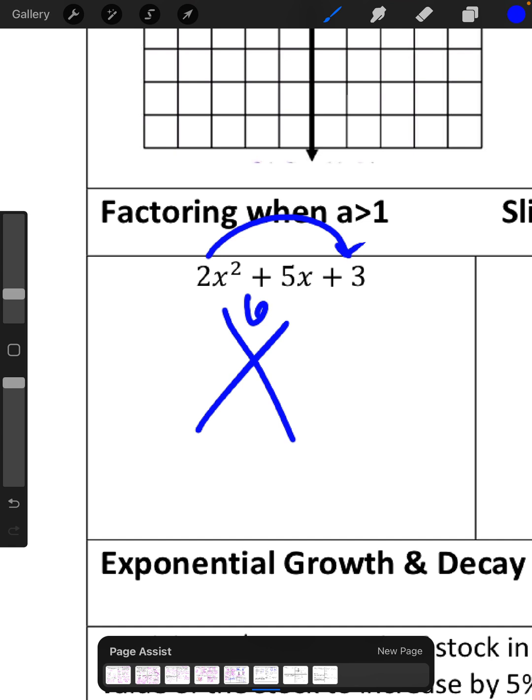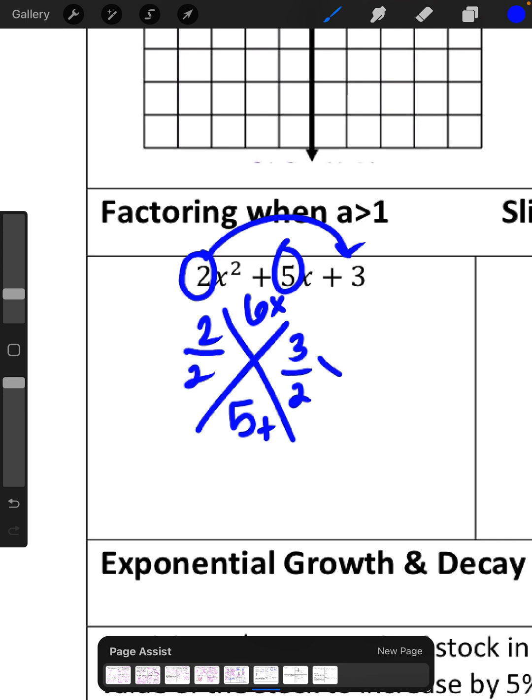So remember on the top, you do 2 times 3, which is 6, and this number goes on the bottom. So then I'm looking for two numbers that will multiply to give me 6, but add to give me 5. Those two numbers are going to be 3 and 2. And because I had this coefficient up here, I'm going to divide. So this one won't simplify, so it's going to be 2x plus 3 as one of mine, and this one will simplify, so it's going to give me x plus 1.